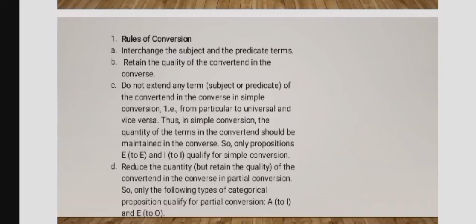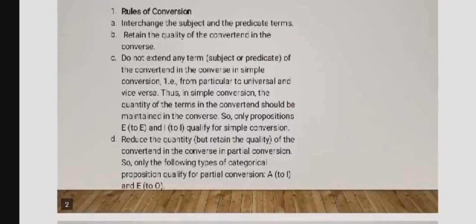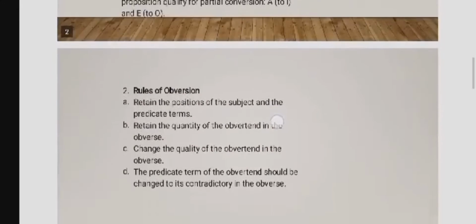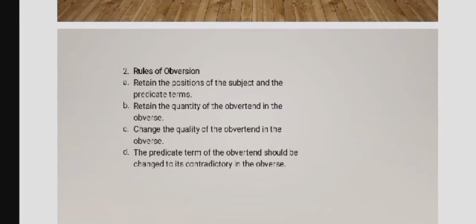Then letter D, reduce the quantity of the converted in the converse in partial conversion. So, only the following types of categorical proposition quality for a partial conversion. So, bawasan yung dami or quantity ng conversion but instead panatilihin ang quality to be more realistic. Then number 2, the rules of aversion.